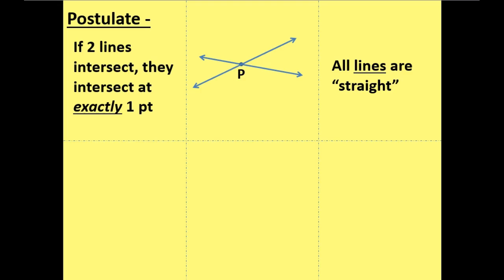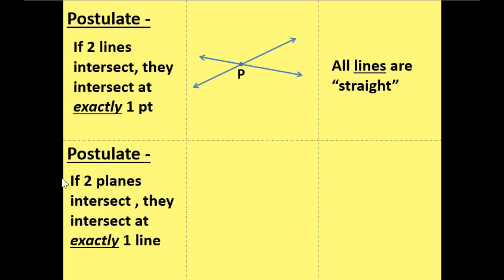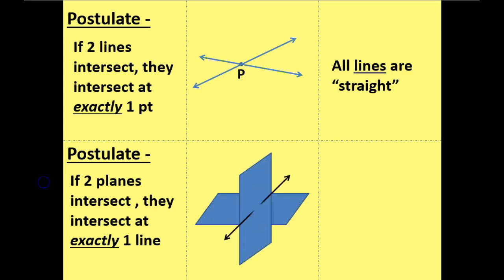All right. But what we're getting at here is that if 2 planes intersect, they intersect at exactly one line. And then I spared you from drawing this picture. You're welcome.